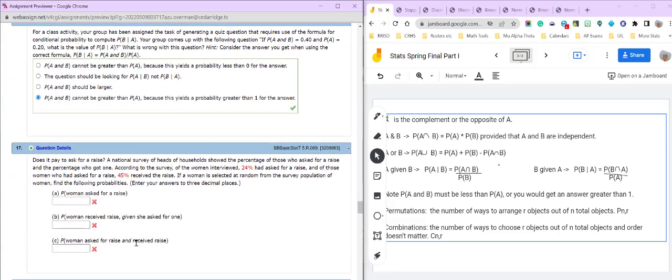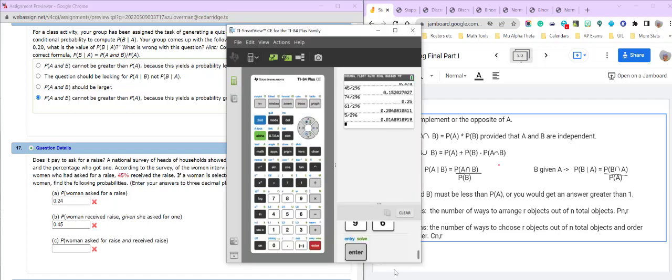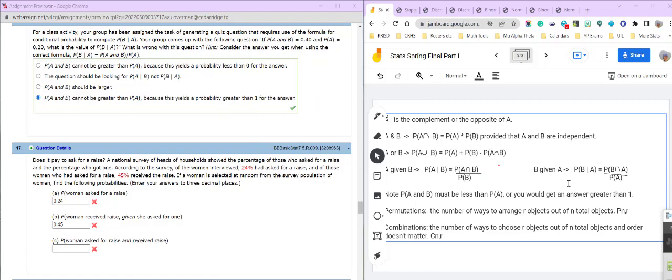Okay, does it pay to ask for a raise? According to the survey of the women interviewed, 24% had asked for a raise, and of those, 45% received it. If a woman is selected at random from the survey population of women, find the following probabilities. Probability they asked for a raise was 0.24. The probability she got a raise if she asked was 0.45. Now what you need to do is just multiply those two numbers together, because basically what I'm using is probability of A and B. You just multiply it.